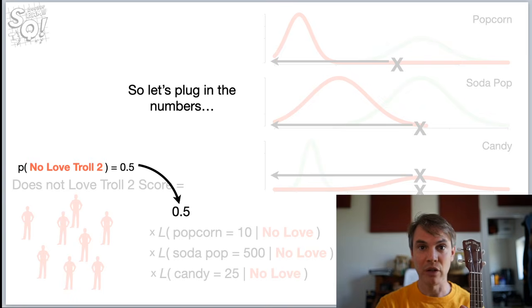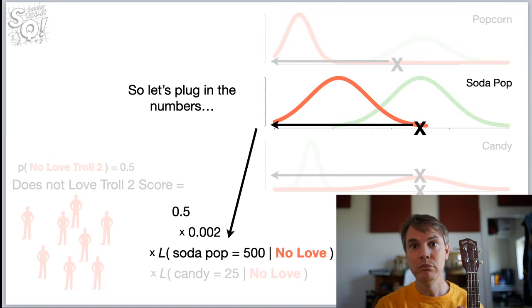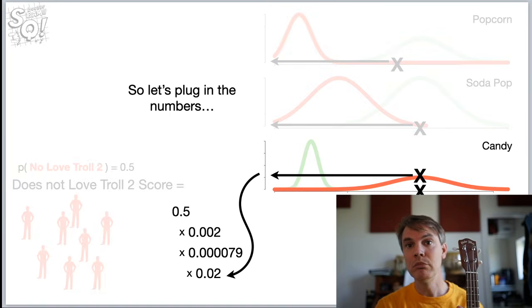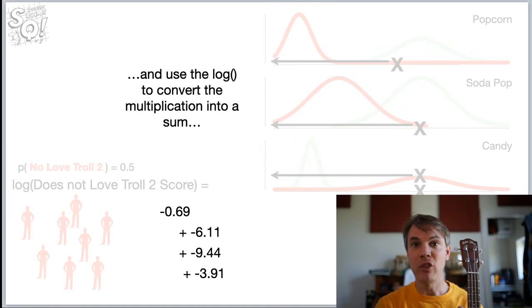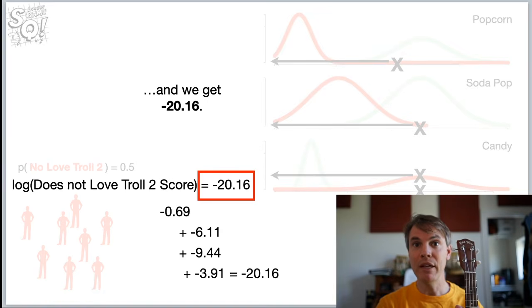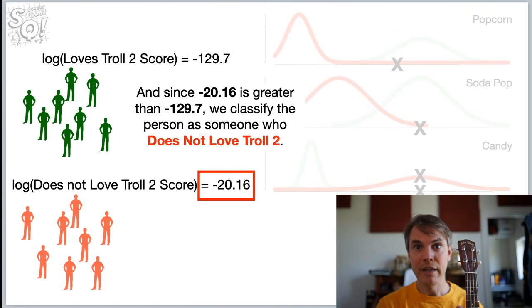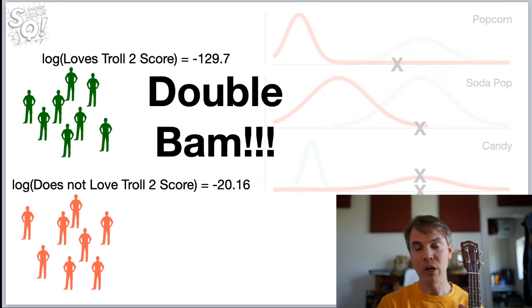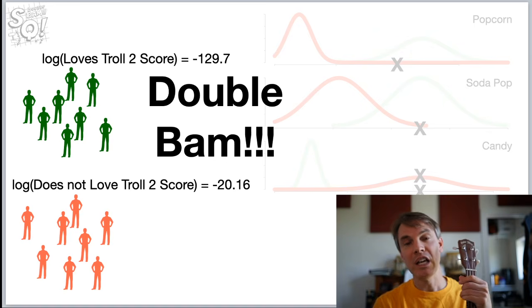Boop, 0.5. Boop, boop, boop. And use the log function to convert the multiplication into a sum. And we get negative 20.16. And since negative 20.16 is greater than negative 129.7, we classify the person as someone who does not love troll 2. Double bam.